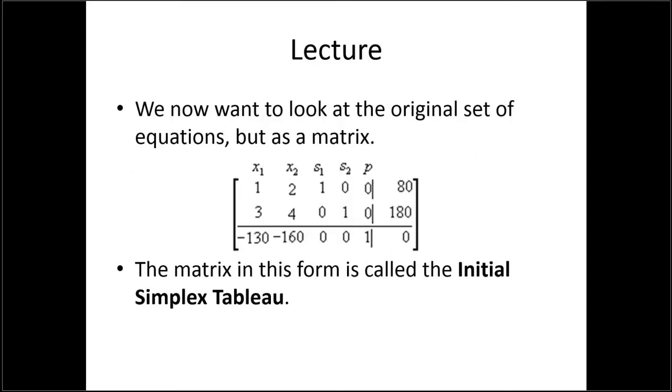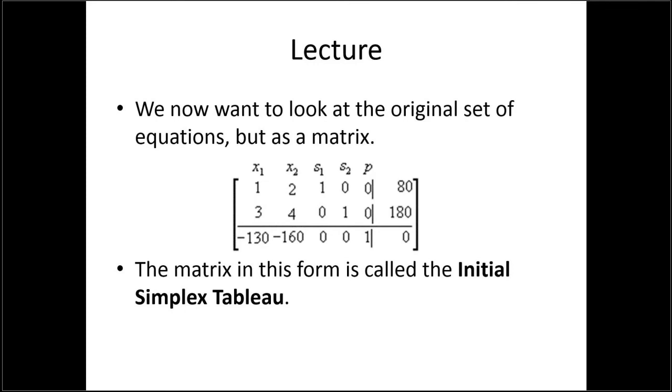Okay, so going back to our original equation with all those variables in there, this is what it looks like, where I put the x1, x2, s1, s2, and p on top of the columns so you can be aware of which variables they represent. So we have the first equation, which is x1 plus 2x2 plus s1 equals 80, and the second equation, which is 3x1 plus 4x2 plus s2 equals 180.